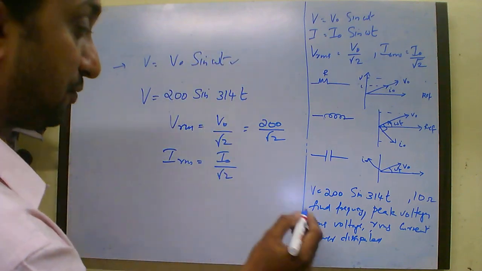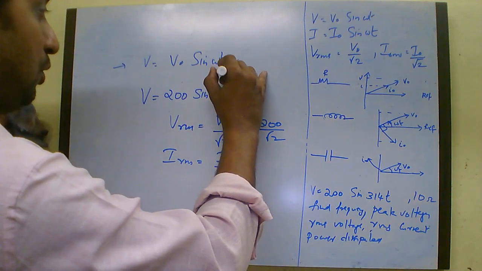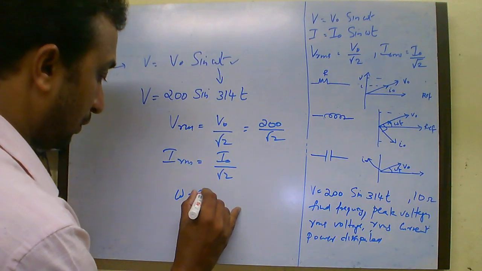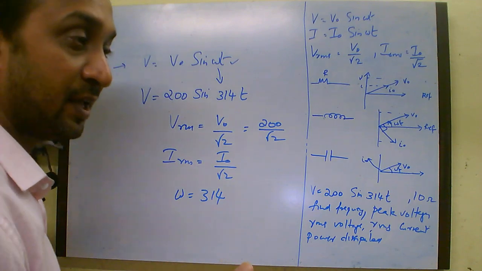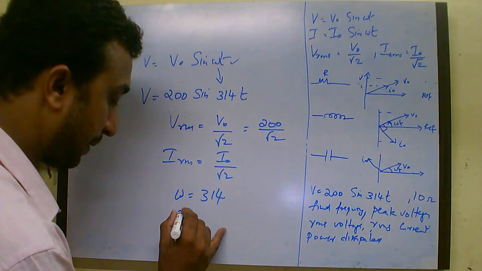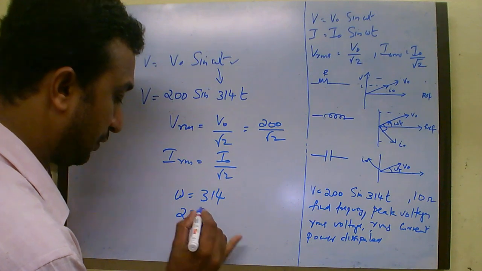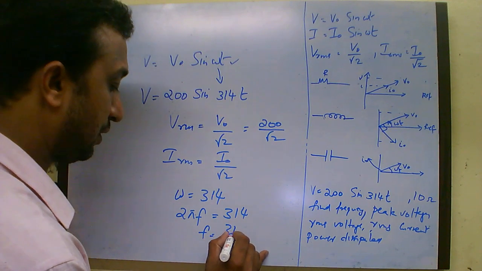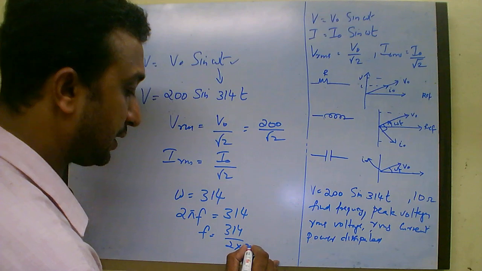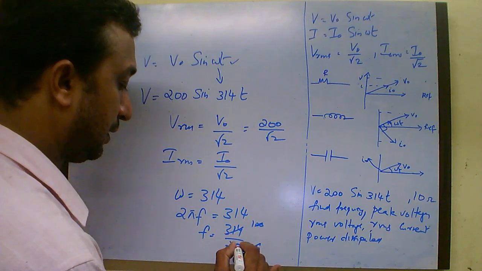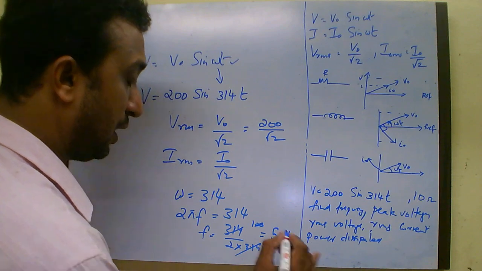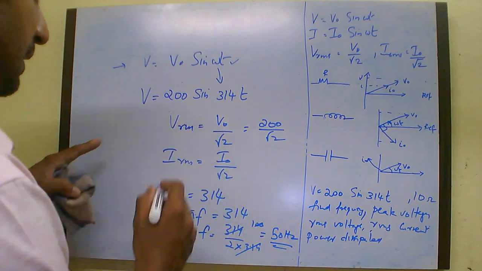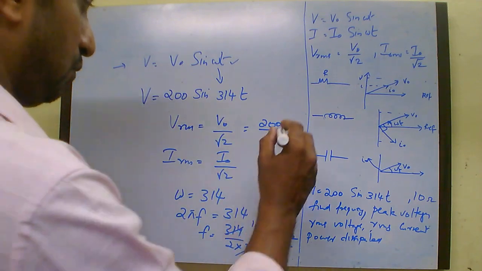Now let us find out what the frequency is. The omega is represented by 314. So omega is equal to 314. What is actually omega? It is angular velocity. So omega can be written as 2 pi times the frequency. So 2 pi times the frequency is 314, so the frequency will be equal to 314 by 2 pi. Pi you can write as 3.14, so you will get 100 by 2, which is 50 Hertz. So the frequency of the given AC voltage is 50 Hertz. Similarly, the RMS value is 200 by root 2 volt.